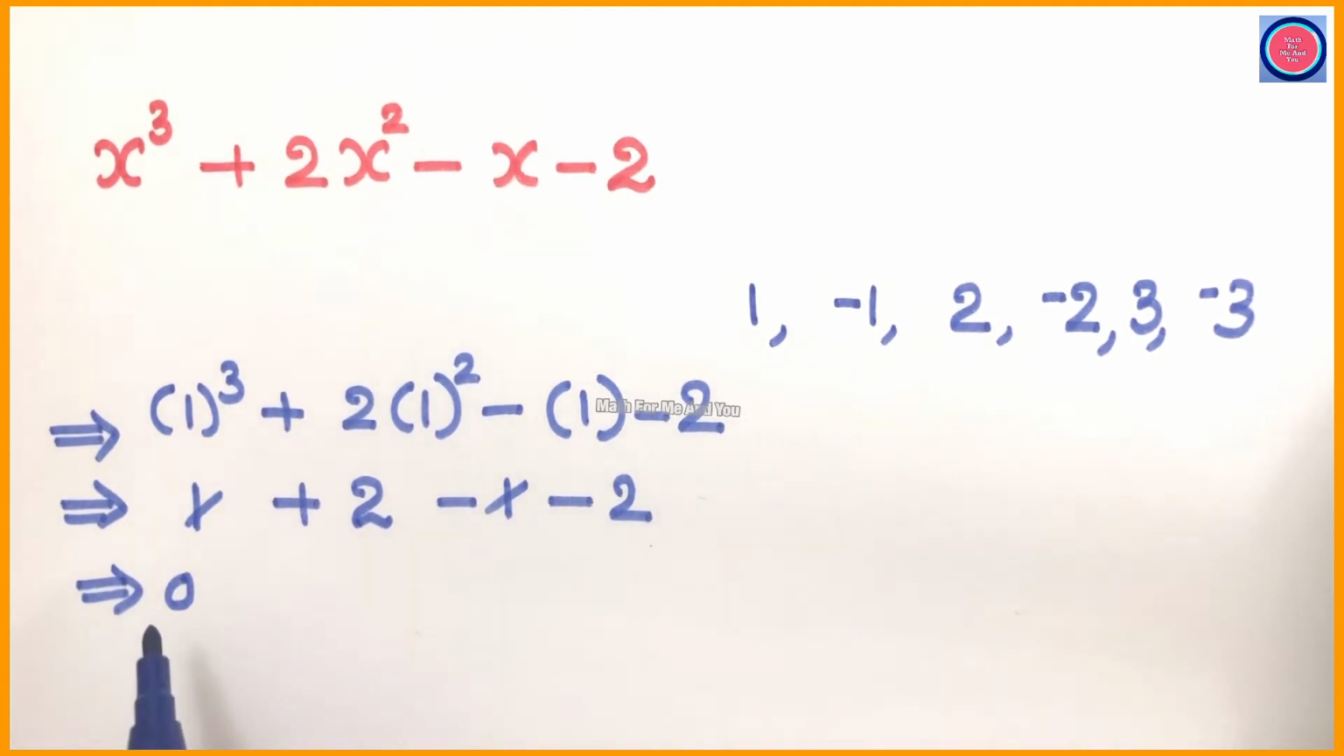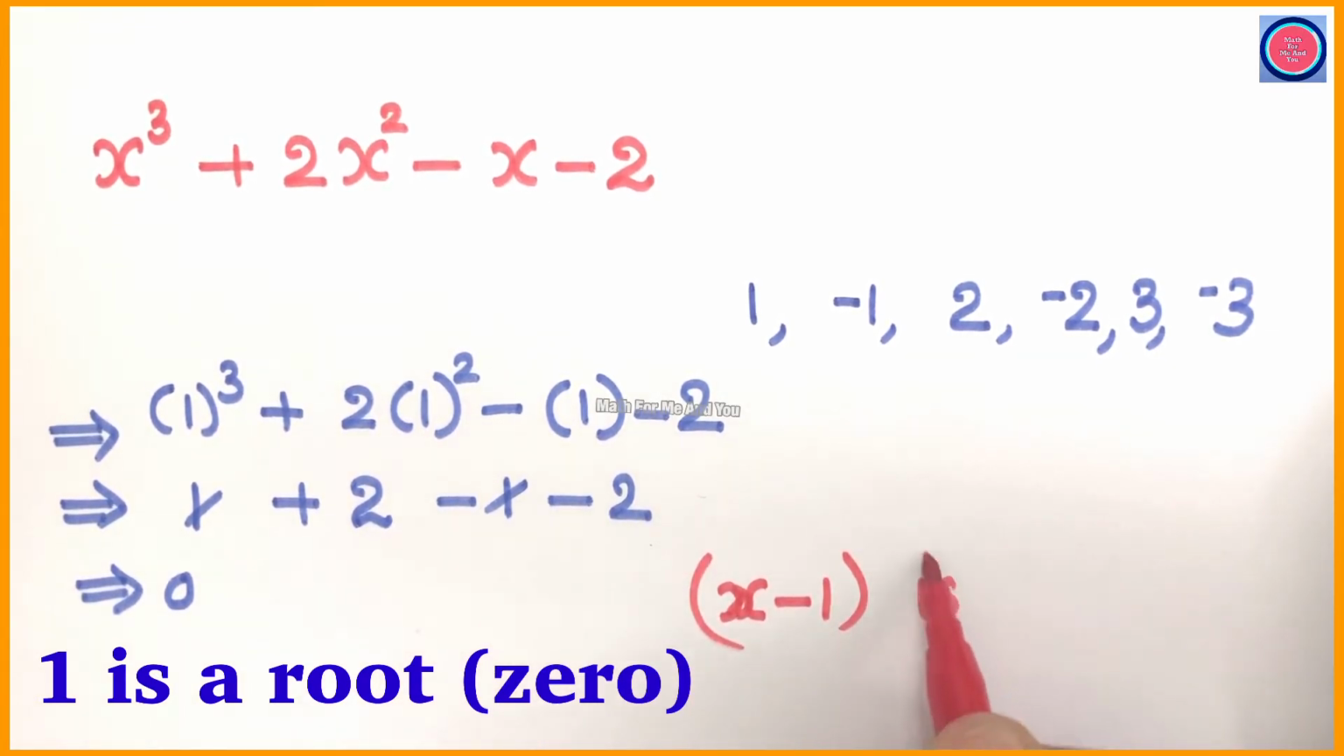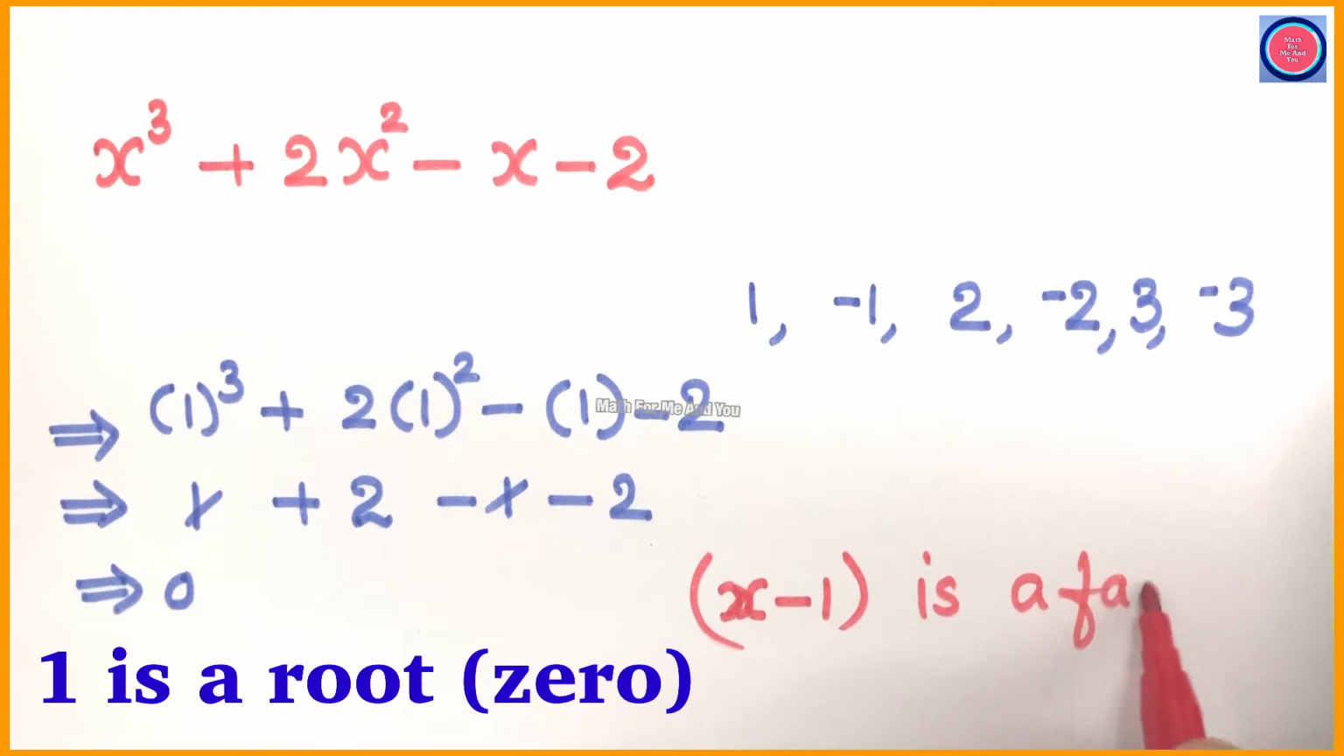At x equals 1, the polynomial becomes 0. That means x equals 1 is a root of this polynomial. So what about the factor? How can we write the factor? We can write the factor x minus 1. If 1 is a root, then x minus that number, x minus 1, is a factor. So the first step is over. We got the linear factor, and that is x minus 1.